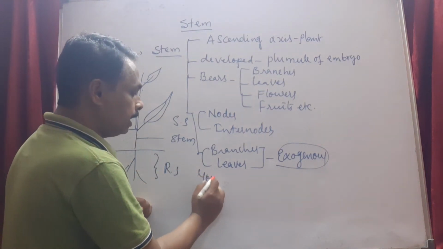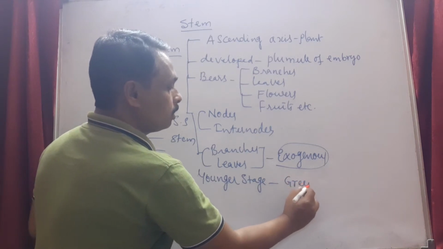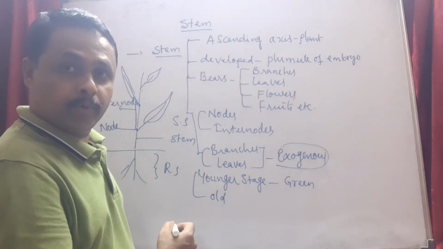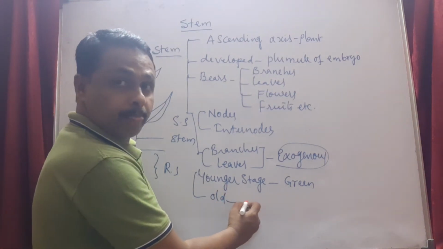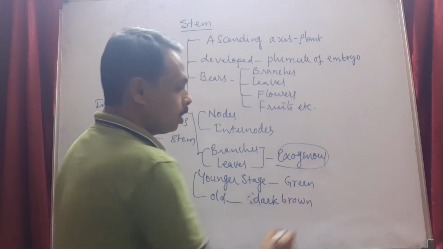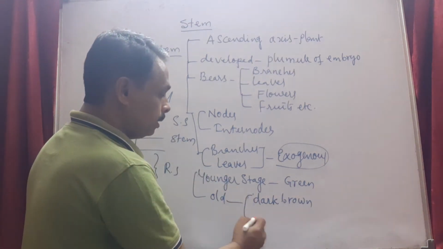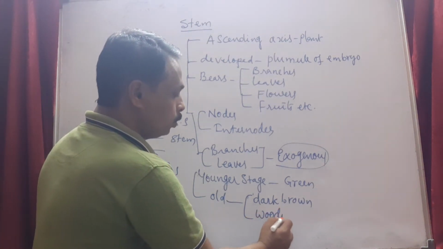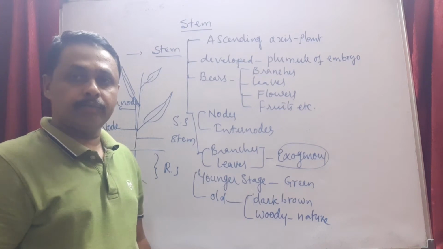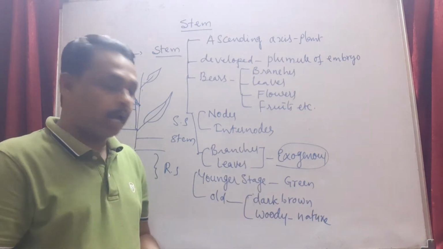When you look at the stem in a younger stage or younger condition, the stem will look green in color. When the stem becomes old, it becomes dark brown and woody in nature. So when the stem is in a young stage it is fleshy and green in color, and when it becomes old it becomes dark brown and woody in nature.